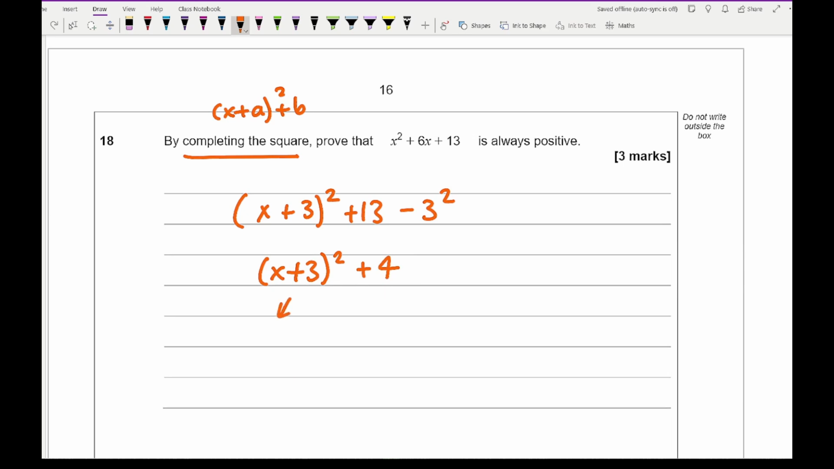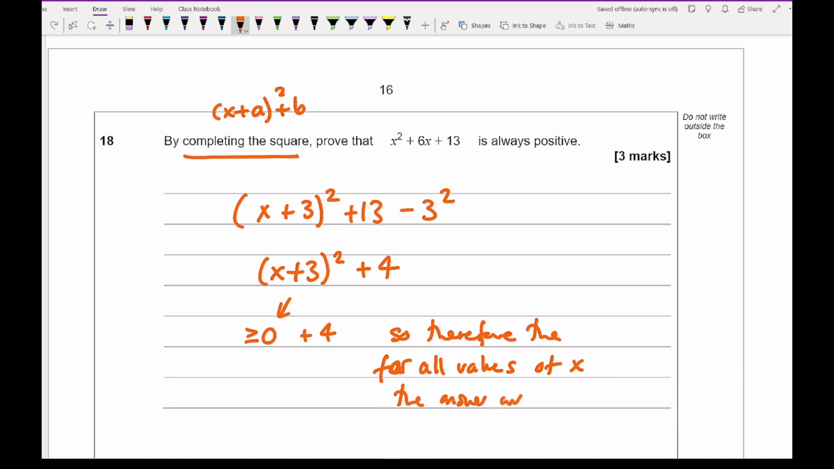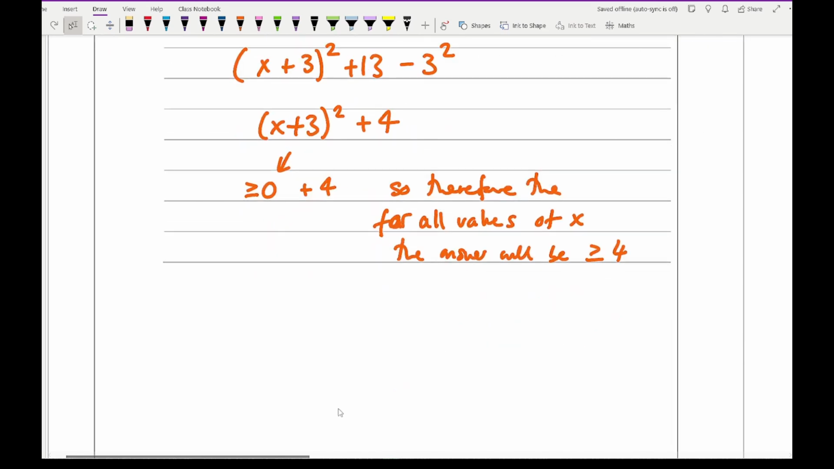Now from this, we know that this squared bracket has got to be greater than or equal to 0, and we're adding 4. And so therefore, for all values of x, the answer will be greater than or equal to 4. So therefore, always positive. And there we go.